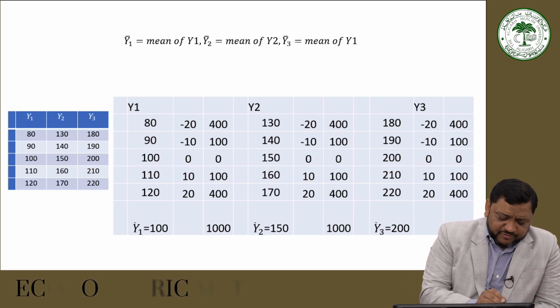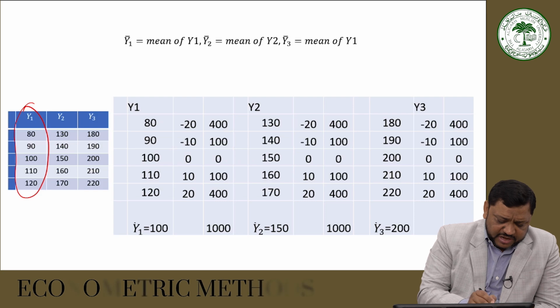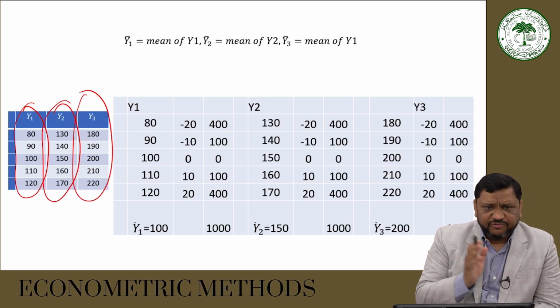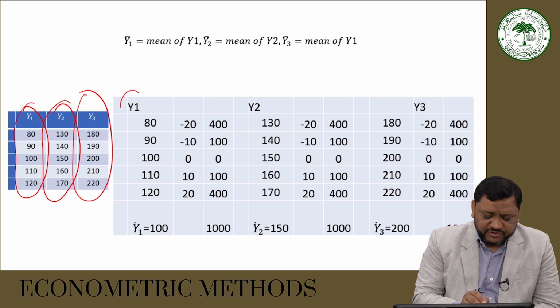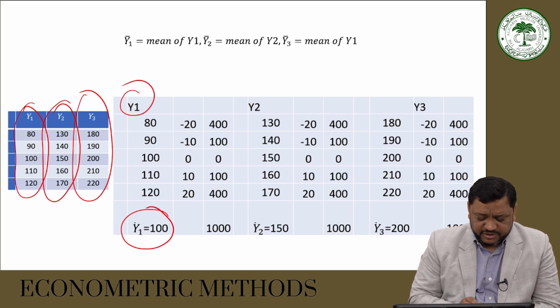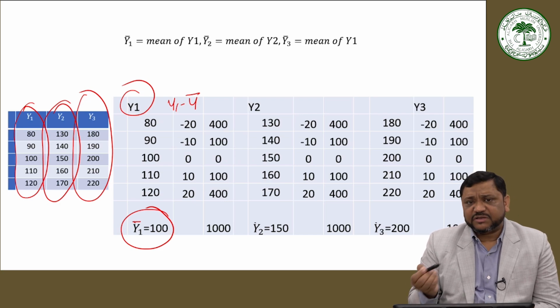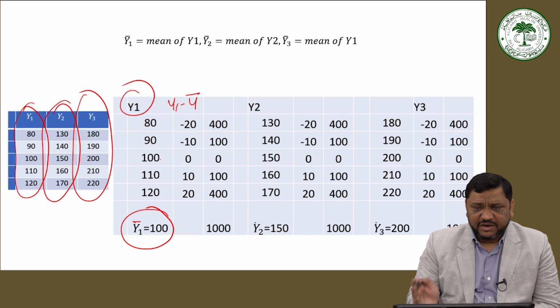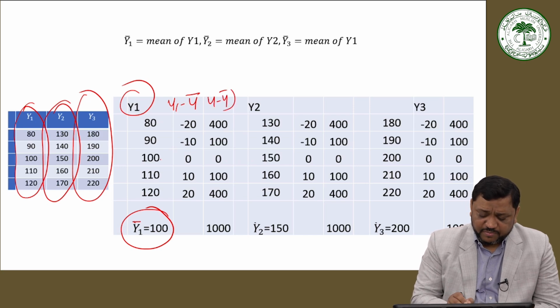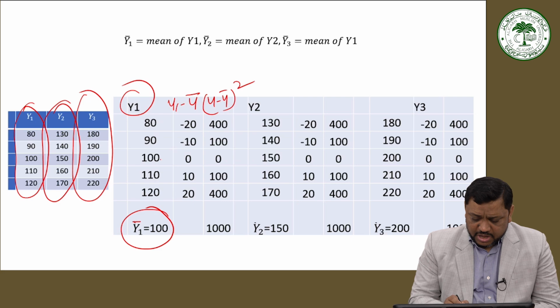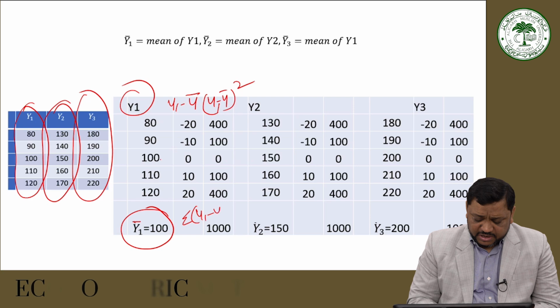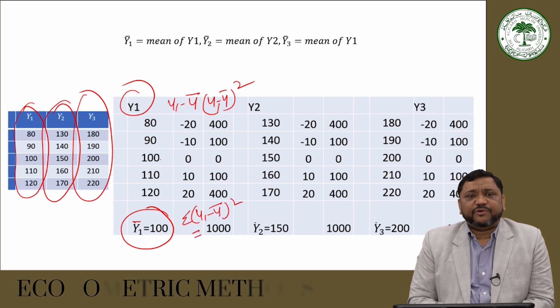We are showing it separately as y1, y2 and y3. We have divided it into three groups. For the first group, y1, we calculate the mean, which is equal to 100. Then we do y1 minus y bar: 80 minus 100 is minus 20, 90 minus 100 is minus 10, 100 minus 100 is 0, and likewise. Then we take the square of y minus y bar. Finally, we do the summation, so summation of y1 minus y bar whole square is equal to 1000.